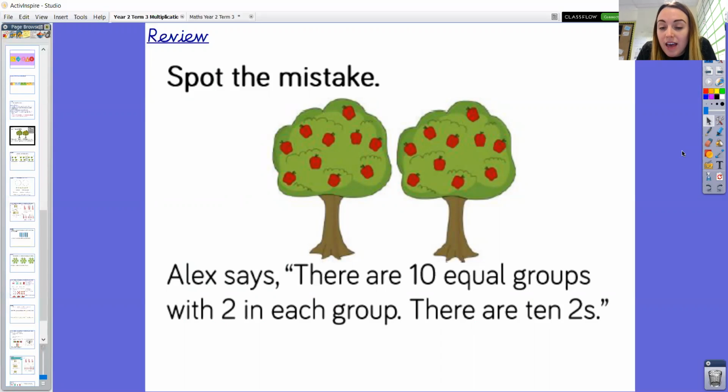So the mistake is that he has muddled up what the 10 represents and what the 2 represents. So if I was to correct Alex, I would say there are 2 equal groups with 10 apples in each group. There are 2 tens. You may have even discussed the whole. So I recognise that the whole is 20.